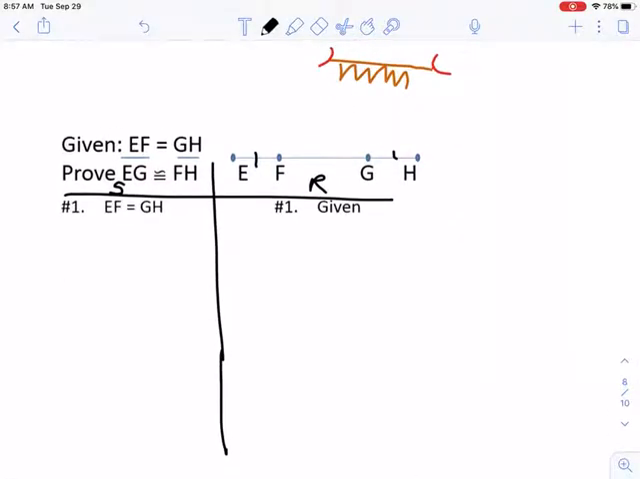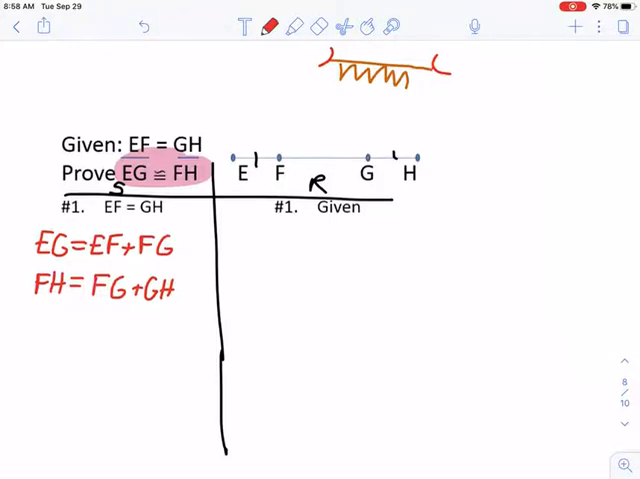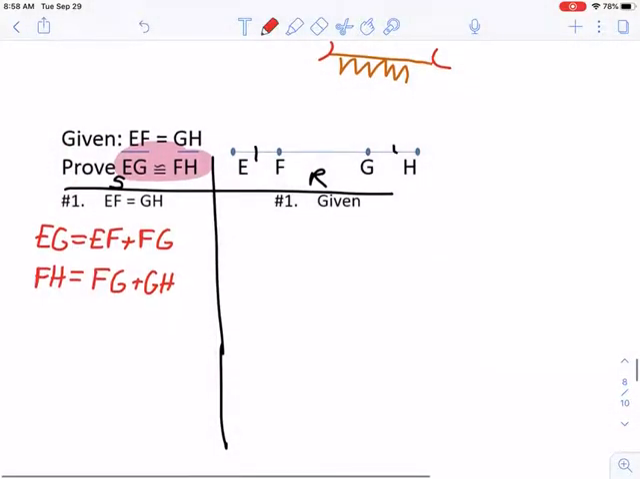Alright. Now, EG is the punchline, and FH is in the punchline. So I need to think, how can I introduce this stuff? Well, let's look at the picture. EG, what do I know about EG? I can say EG is equal to EF plus FG, all right? Similarly, I can say FH is equal to FG plus GH, all right?